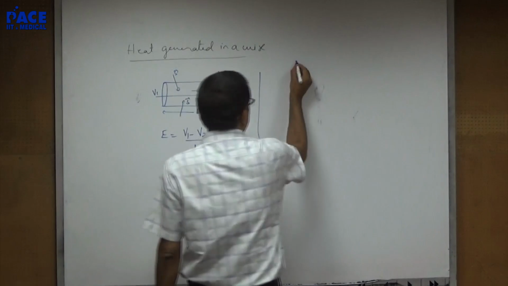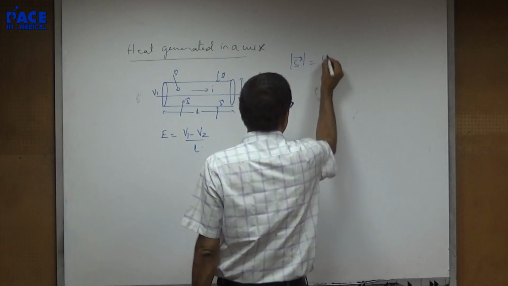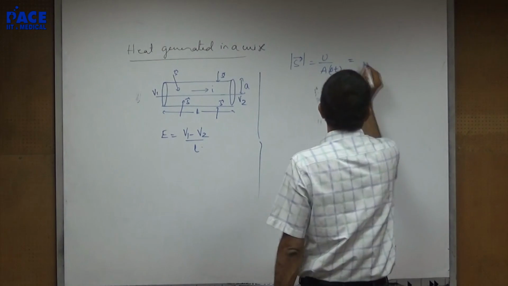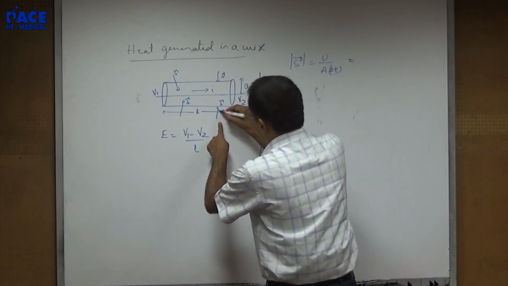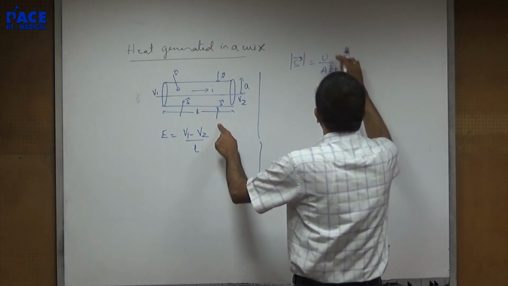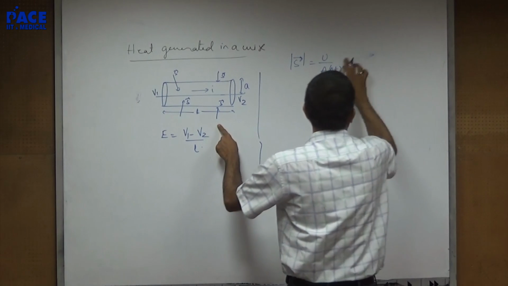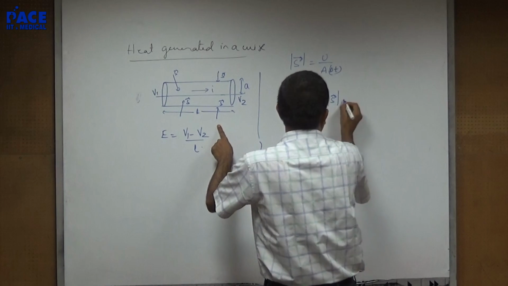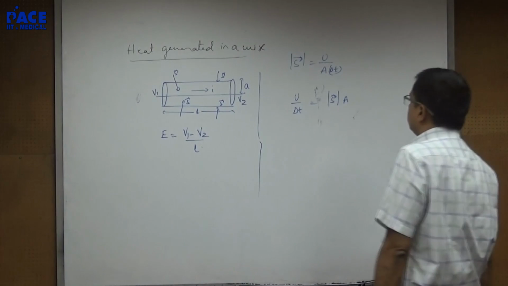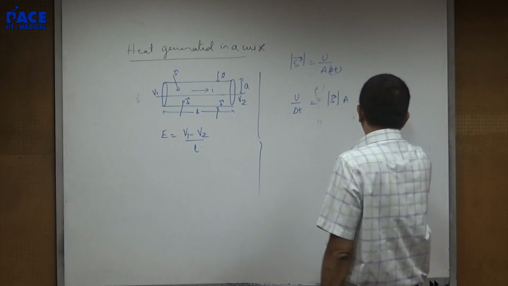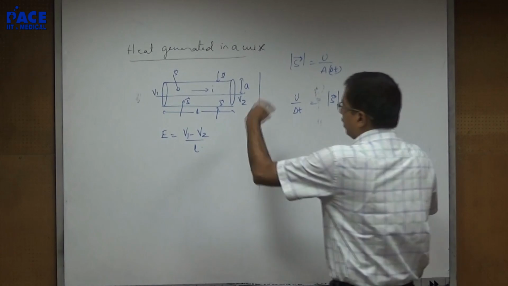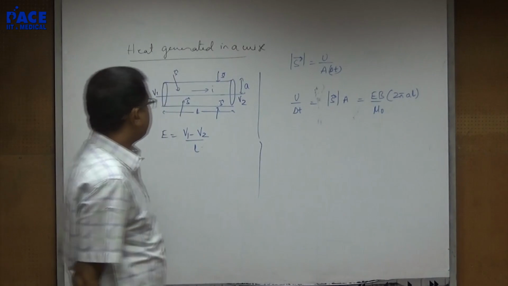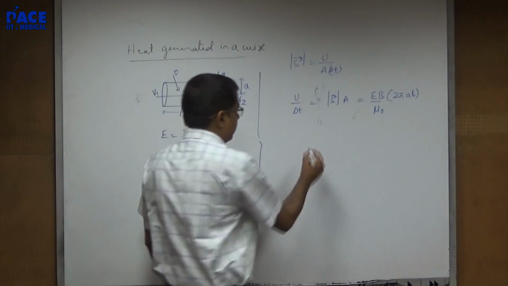Right? How much is that? Your Poynting vector is U divided by A delta T, energy per unit area per unit time. If I take energy per unit time, this is Poynting vector into area. How much is Poynting vector? EB by mu naught into the curved surface area 2 pi AL.